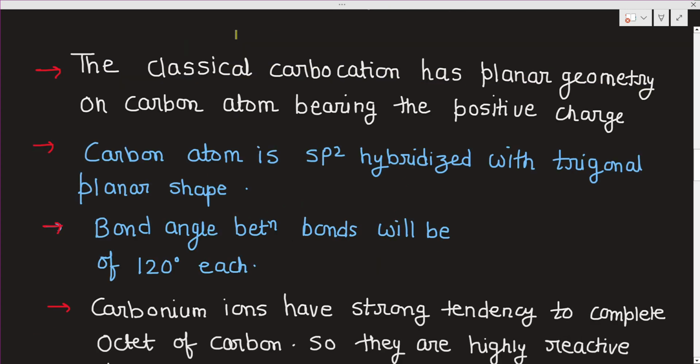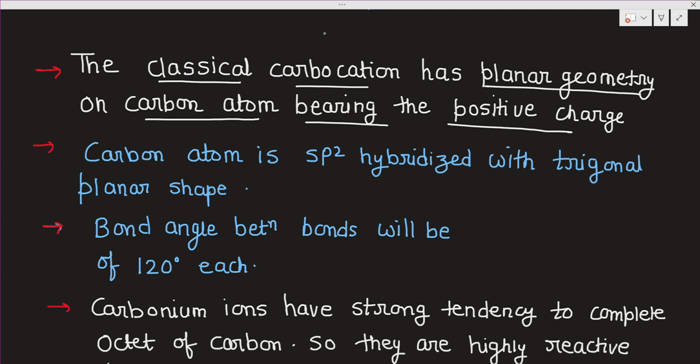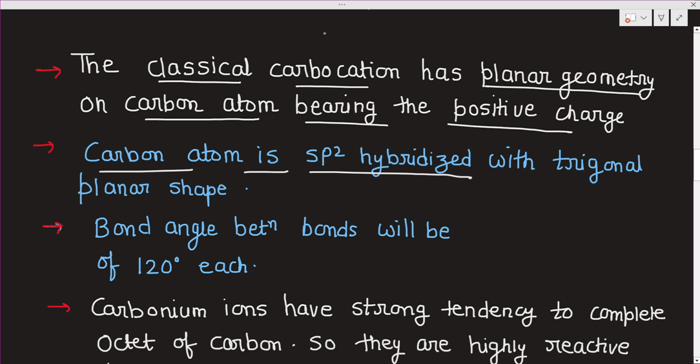Now see the structure of the carbocation. Actually, the classical carbocation has planar geometry, or the carbon atom bearing the positive charge will have a trigonal planar structure. Why does it have a trigonal planar structure? Actually, the carbon atom is sp2 hybridized, and you have studied chemical bonding and you know that whenever the carbon atom or any atom is sp2 hybridized, then the geometry will be trigonal planar.